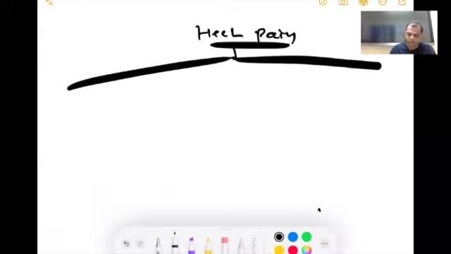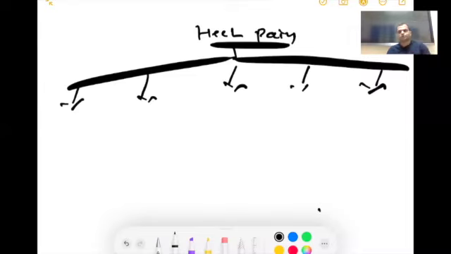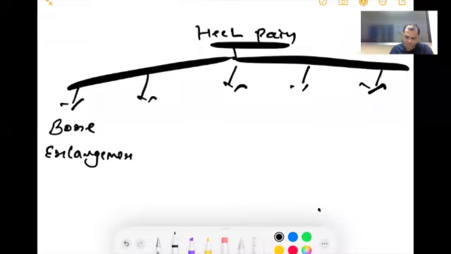So let's elaborate how many causes are responsible for the heel pain. So number one cause, the number one cause is bone enlargement of the heel. The bone enlargement in the heel is responsible for the heel pain.